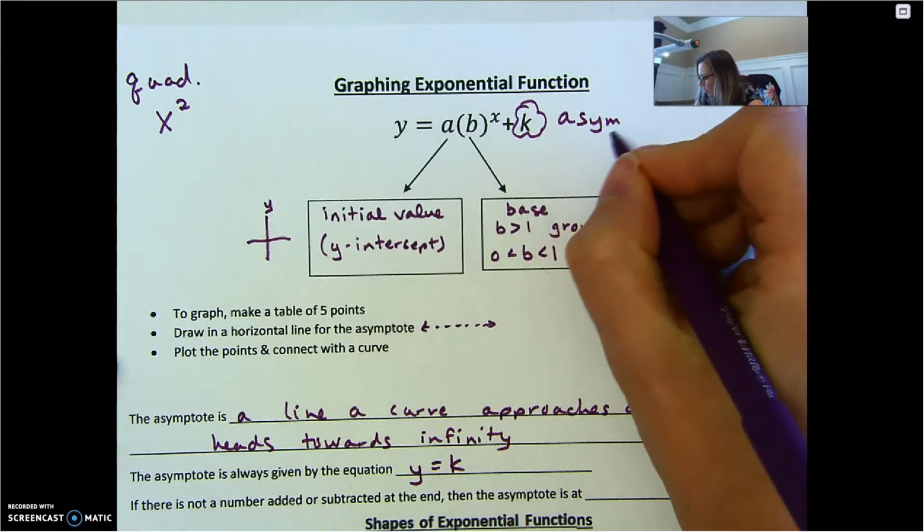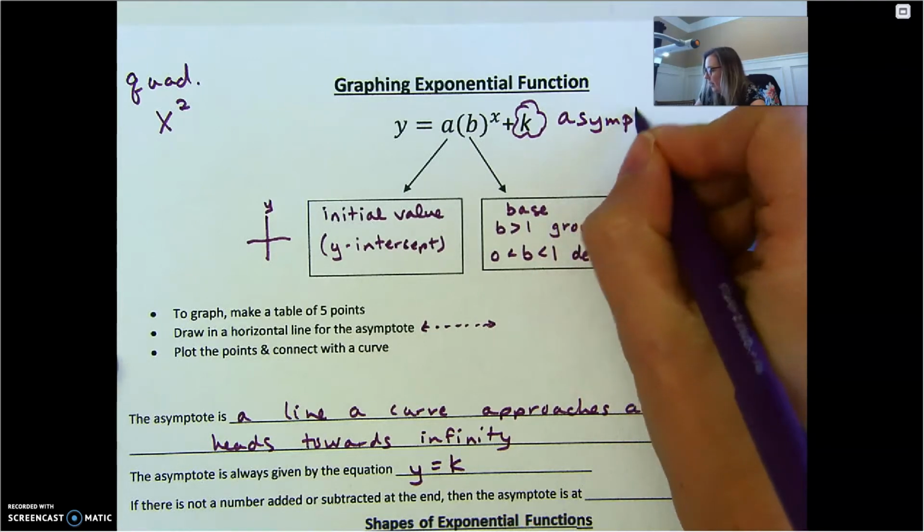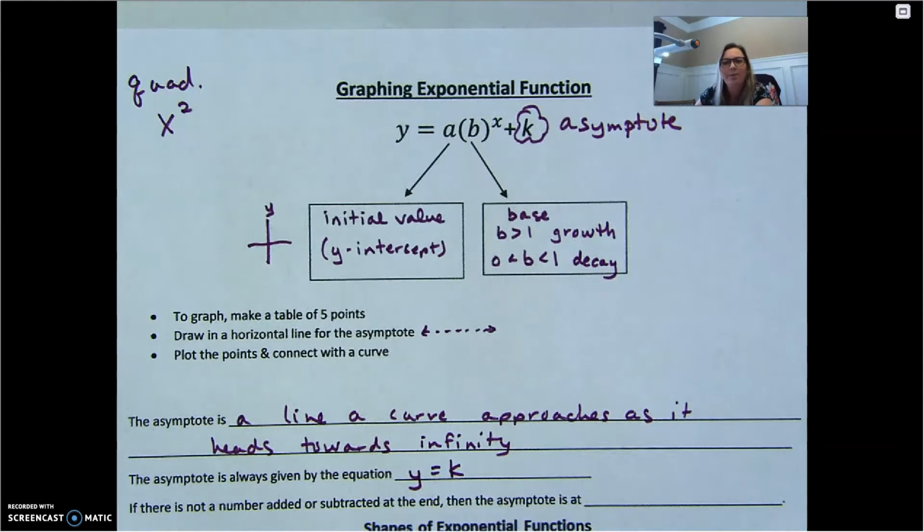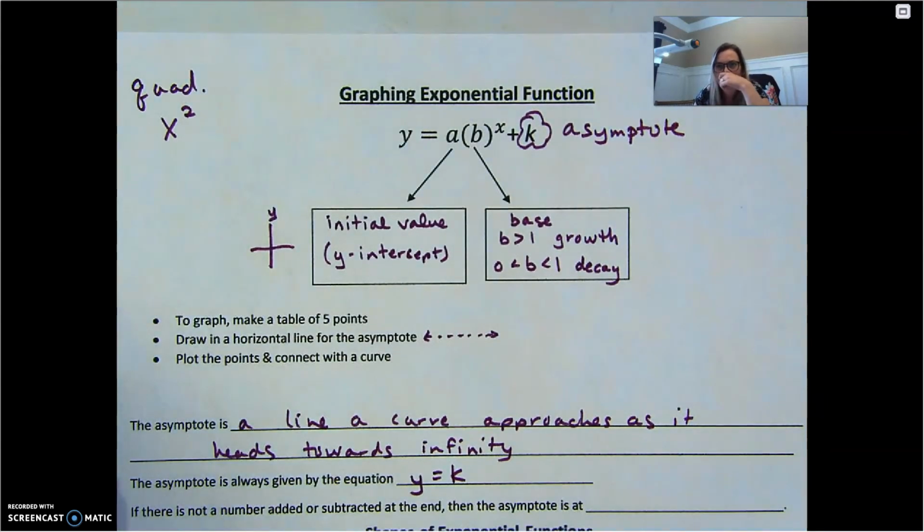I always spell it wrong. Let me see, A-S-Y-M-P, silent P. Asymptote. It's almost like a bad word. Asymptote, oh my gosh. All right.